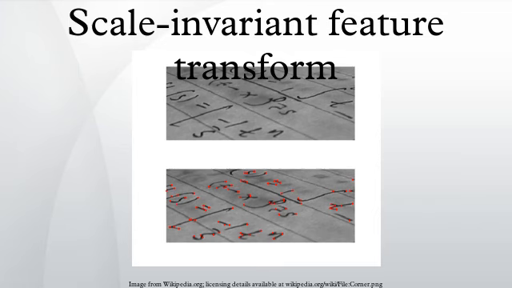Scale-invariant feature transform is an algorithm in computer vision to detect and describe local features in images. The algorithm was published by David Lowe in 1999. Applications include object recognition, robotic mapping and navigation, image stitching, 3D modeling, gesture recognition, video tracking, individual identification of wildlife and match moving. The algorithm is patented in the US. The owner is the University of British Columbia.